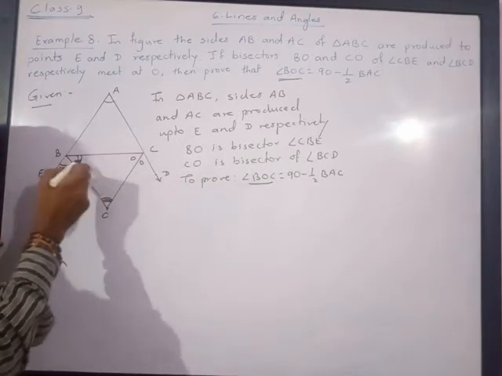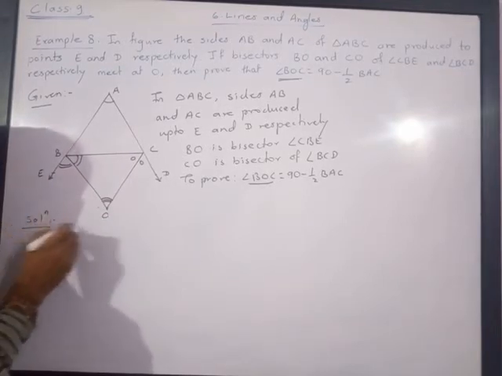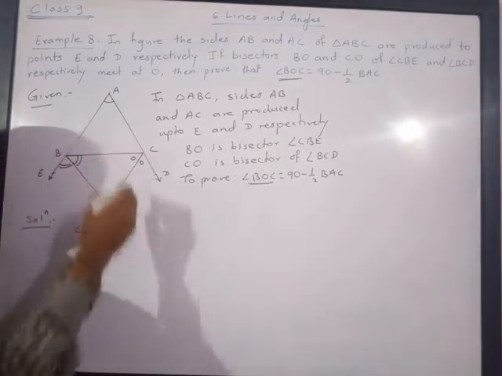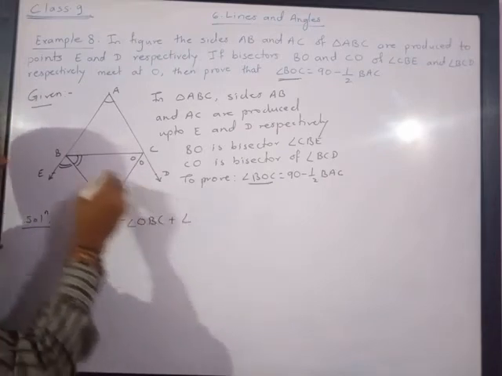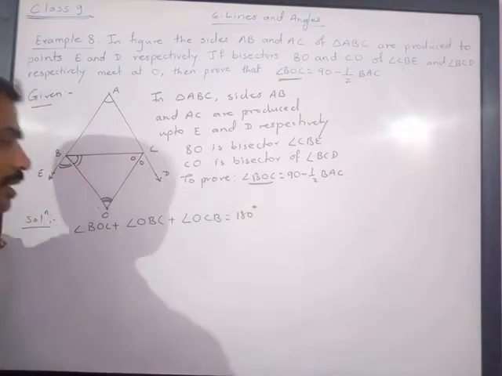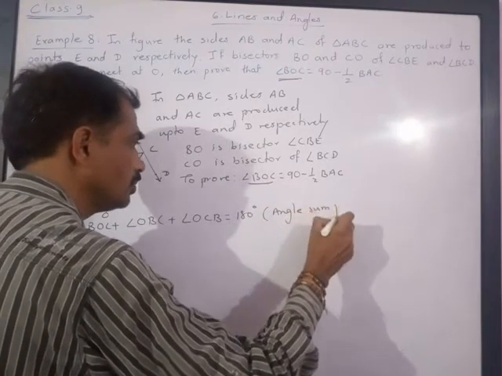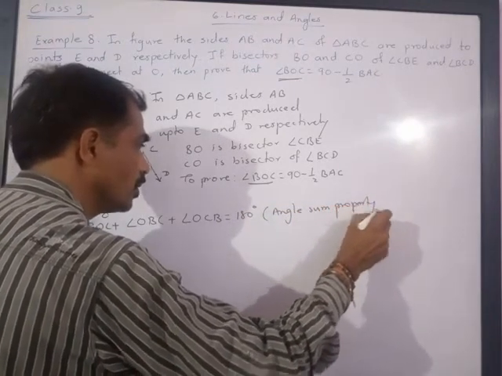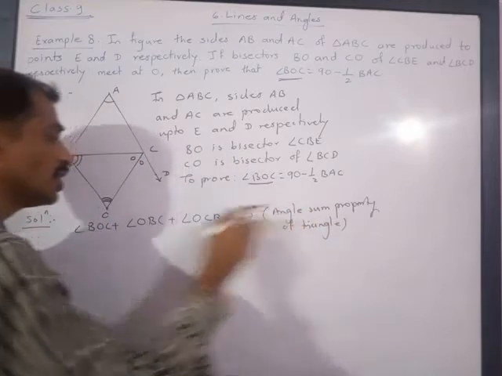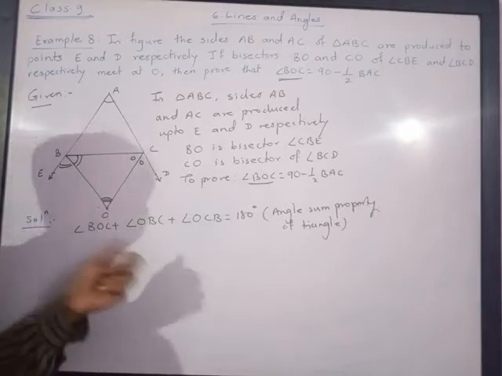Now we know that angle BOC plus angle OBC plus angle OCB is equal to 180 degrees. That is the angle sum property of a triangle. Or you can write the property itself: the sum of interior angles of a triangle is 180 degrees, supplementary.